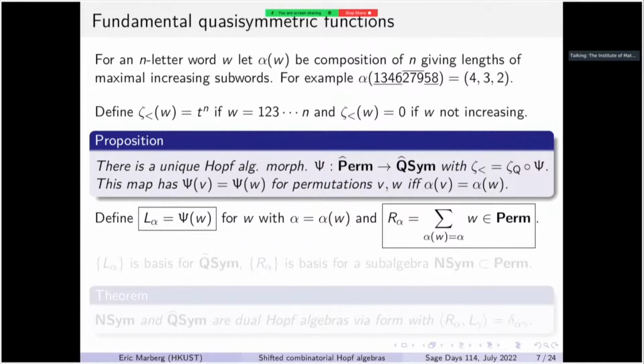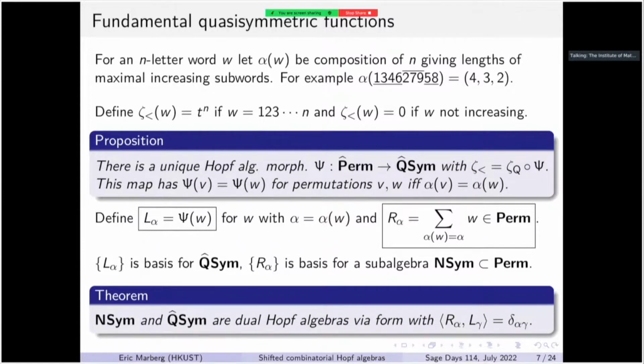And then R alpha is going to be an actual element. So this is a quasisymmetric function. This is an element in our Hopf algebra of permutations, where we sum over all permutations whose associated composition is alpha. So these are all the permutations that map to this L alpha under psi. And then one can show that these guys are another basis for QSym, and these guys are a basis for a subalgebra that we call NSym, non-commutative symmetric functions.